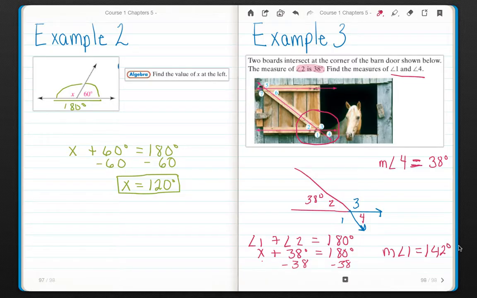Now, your quick check is going to switch gears just a little bit, and it's going to ask you about angles 5, 6, and 7 up here in this corner, okay? I want you to notice if there are any similarities between angles 1, 2, 3, and 4 that we just worked on, and 5, 6, and 7 that you find in your quick check. Okay, that's it for examples. If you have any questions, I'll go over them the next time I see you.